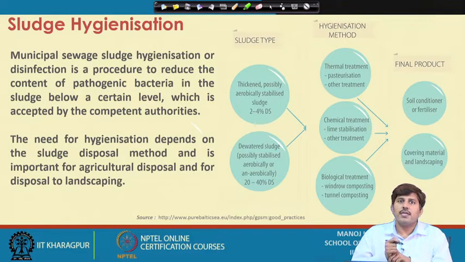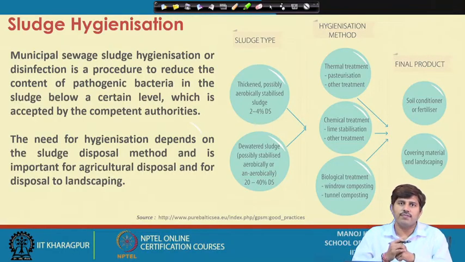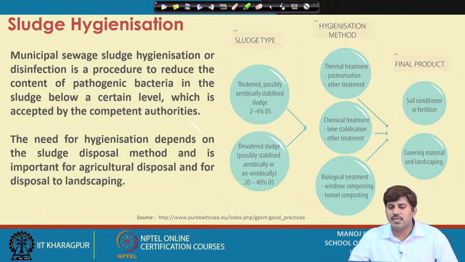So, again, this need depends on the sludge disposal method. It is not necessarily that we will always go for this step. If you just want to dispose of sludge, the dry cakes that we produce out of the sludge drying beds can directly be sent to the landfills. We may not actually need a hygienisation method there, but particularly if we are planning for agricultural disposal or for landscaping or other purposes, we may need to go for a hygienisation method.